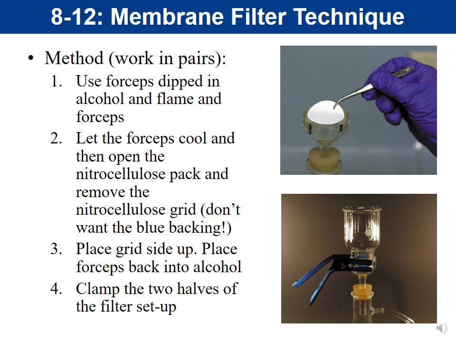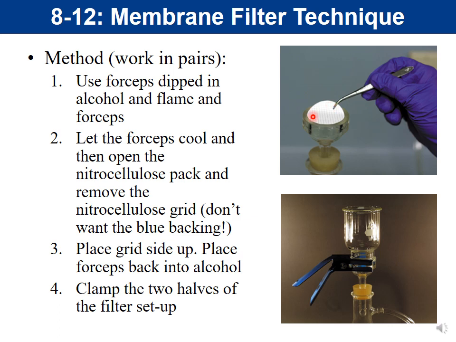So each nitrocellulose filter is individually wrapped. And so you would peel back and open the packaging, and you would use the forceps to grab the nitrocellulose. Now, again, the nitrocellulose is going to be the white part where there's a grid on it. Right? So that's the nitrocellulose. In that package is also a blue paper. The blue paper is not the part that you want. That's just in there to protect the nitrocellulose. So you would want to make sure that you're using the white paper with the grid.